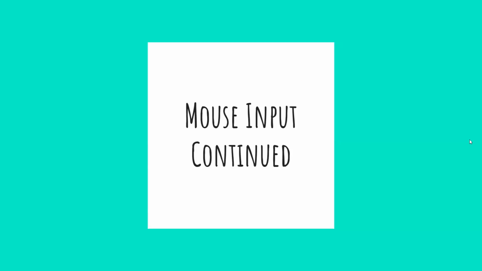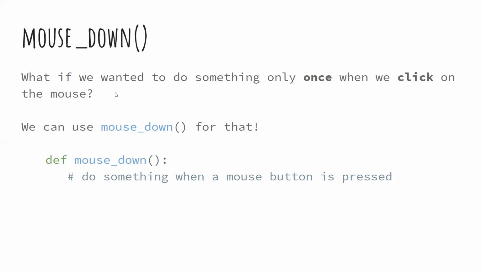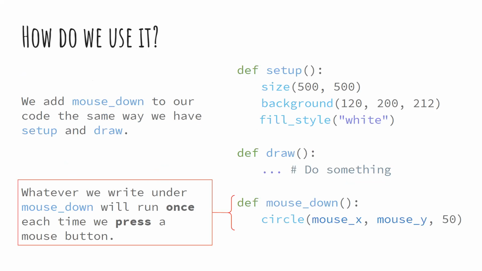The new topic we are going to look at is a part of the mouse input that we've learned, called mouse underscore down. What if we wanted to do something only once when we click the mouse? For that purpose, we can use the mouse underscore down function. The syntax is pretty simple. We type def mouse underscore down, and we can do anything that we want to do. We can maybe create a circle or a rectangle, anything that we want.